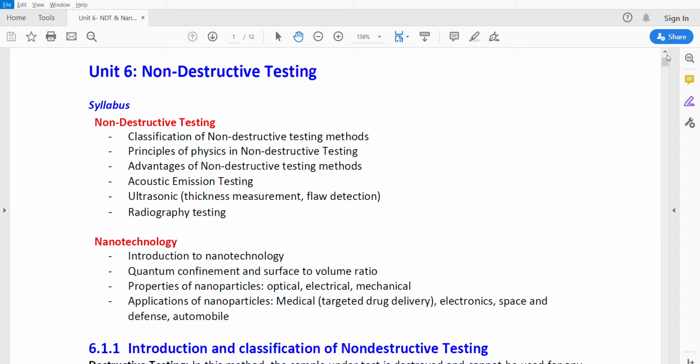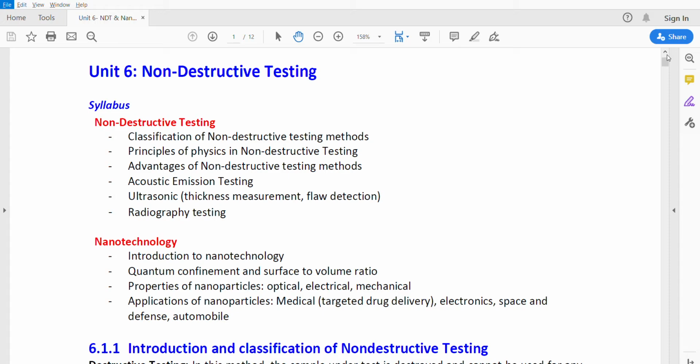That is again having two parts. One is non-destructive testing, and the second one is nanotechnology. The first part of unit 6 is non-destructive testing, the total theory part. Easy and simple also. We can write in our own words, but the representation is important. And the second part, nanotechnology, is a vast subject, but we have limited topics.